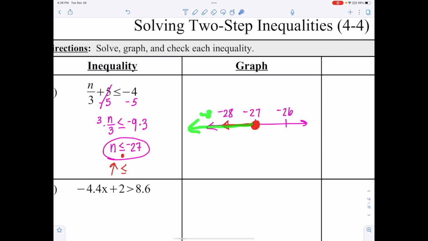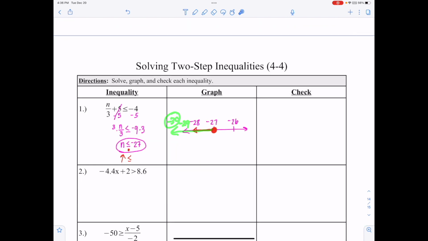It's just further down over here. So I think I'm going to pick that for my check just to make things nicer. So let's go ahead and copy our black over to here. So let me go ahead and change to black. So we'll have negative 30 over 3 plus 5 is less than or equal to negative 4.